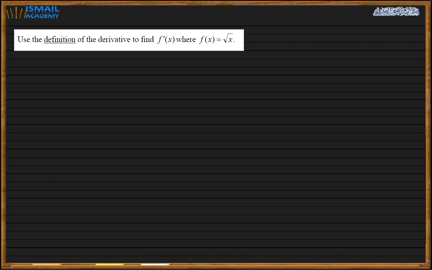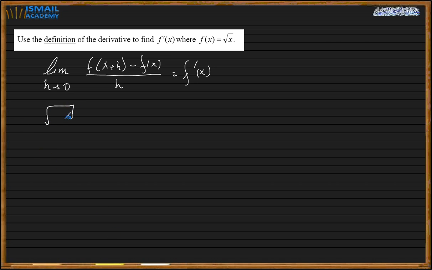Next, here they ask me to use the definition of the derivative to find the derivative of this function. So we know that the limit of f of x plus h minus f of x over h when h goes to 0 is f prime of x. So f prime, which is square root of x prime, will be the limit of square root of x plus h minus square root of x over h when h goes to 0.